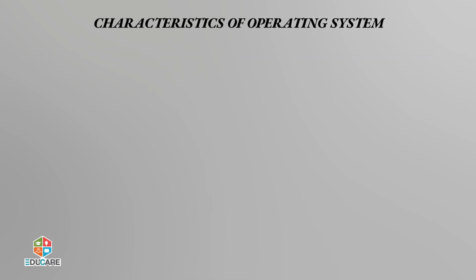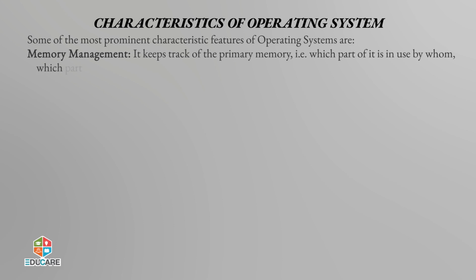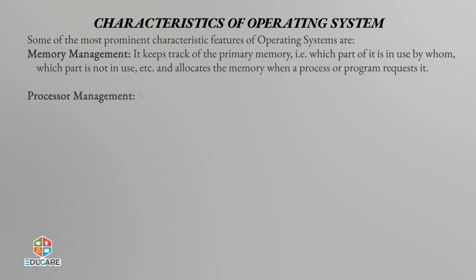Characteristics of operating system. Some of the most prominent characteristic features of operating systems are memory management. It keeps track of the primary memory, that is, which part of it is in use by whom, which part is not in use, etc., and allocates the memory when a process or program requests it. Processor management. It allocates the processor CPU to a process and deallocates the processor when it is no longer required.